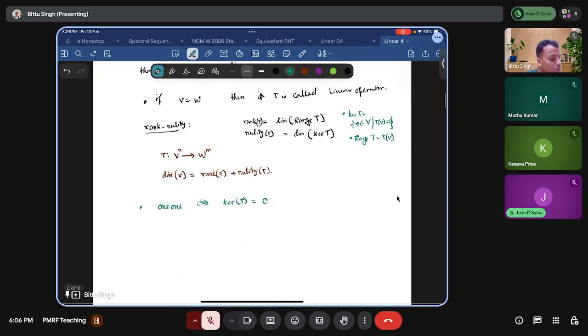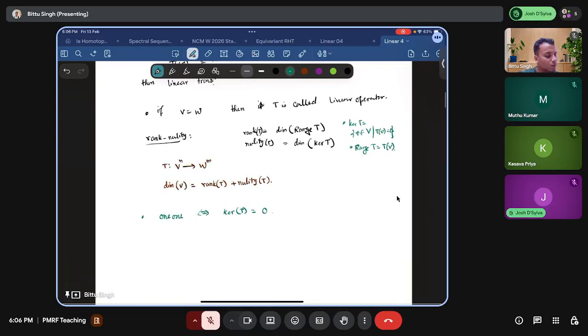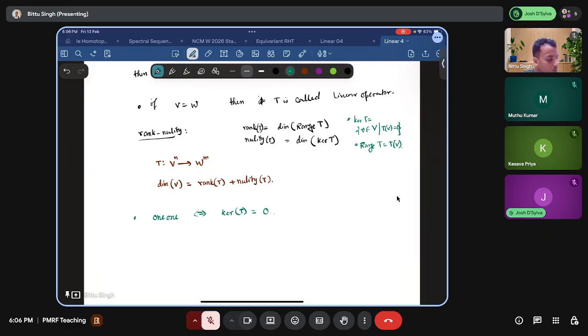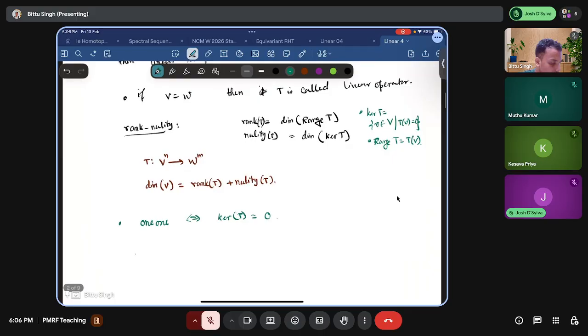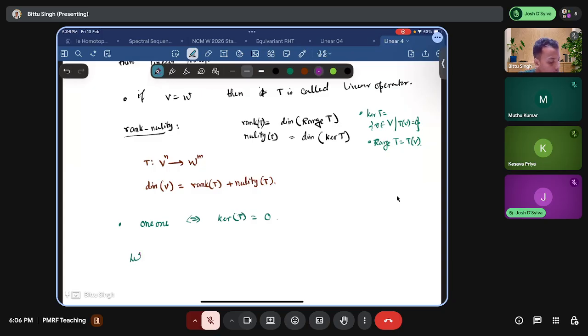Now from the rank nullity theorem, an important fact: let T be a map from V to V, that is, T is a linear operator.